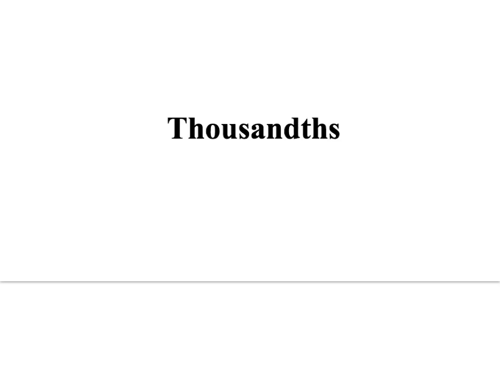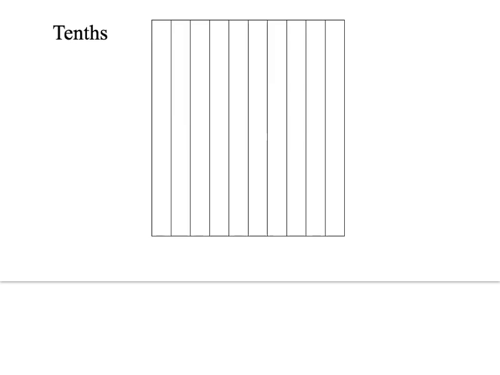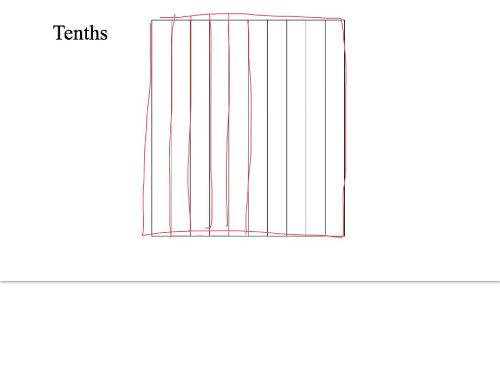Today we are going to discuss thousandths. Before jumping into thousandths, we're going to review the other place values that are decimals that we have discussed so far. Here we have tenths, and we know that tenths come from taking one whole and dividing it into 10 equal sections. And each one of these sections would be 1/10 of our original figure. So thus we call them tenths.